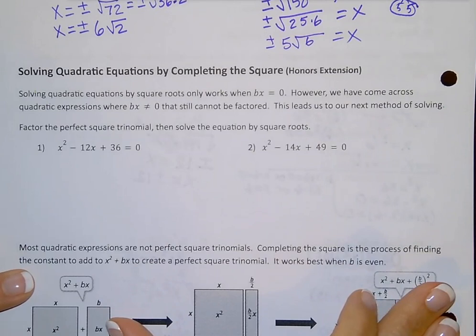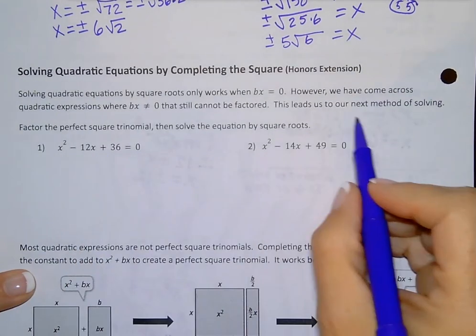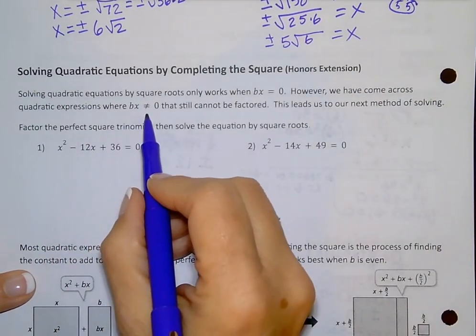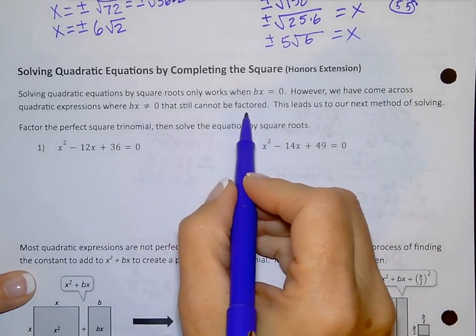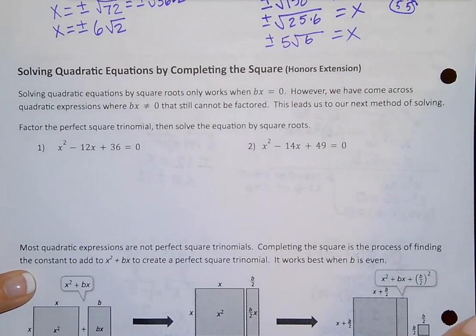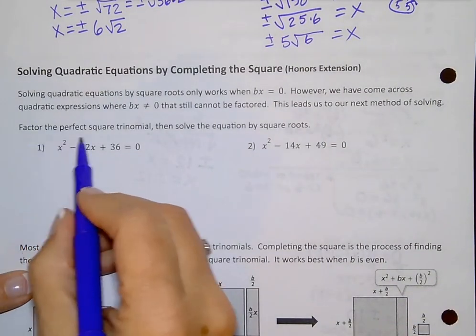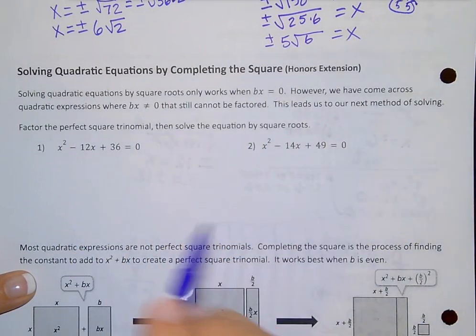Sorry. It only works when our b value is 0, meaning that bx is 0 and we have no bx term. If, however, we come across a quadratic equation where bx is not equal to 0, but that still can't be factored, we have a different way that we're going to try to solve. Okay? So, let's look. Factor the perfect square trinomial, and then solve by square roots. That's what we're going to do first.